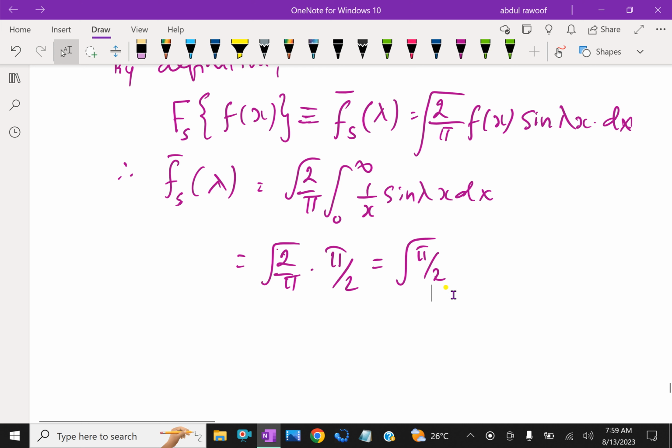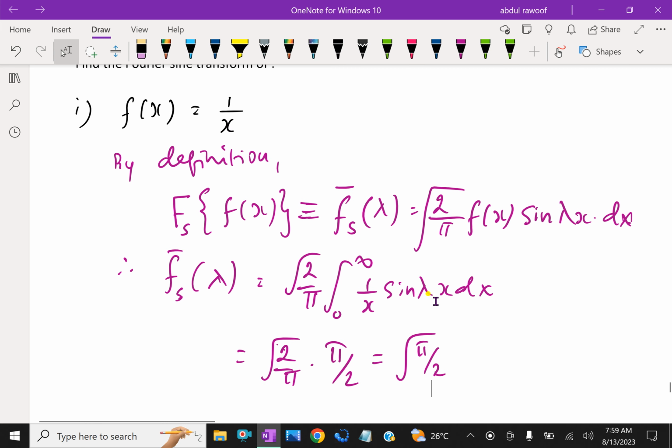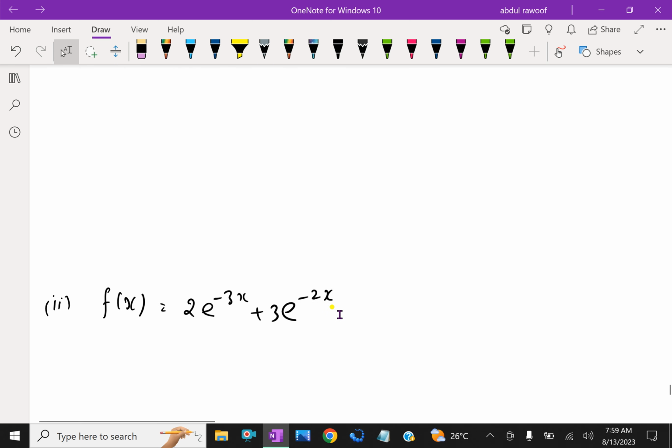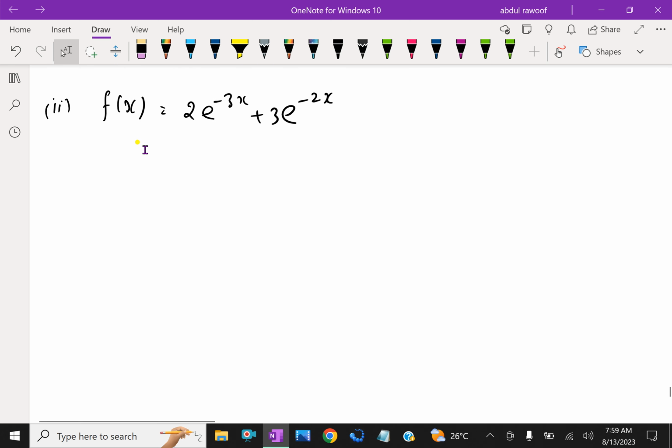Now, that is the Fourier sine transform of f of x equal to 1 over x is square root of pi by 2. Second question, f of x equal 2 e power minus 3x plus 3 e power minus 2x.